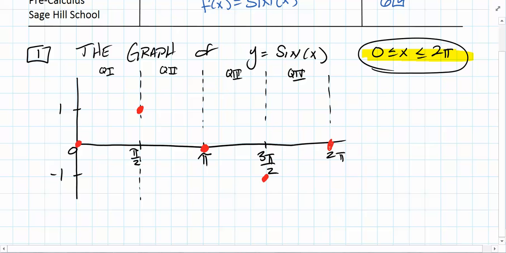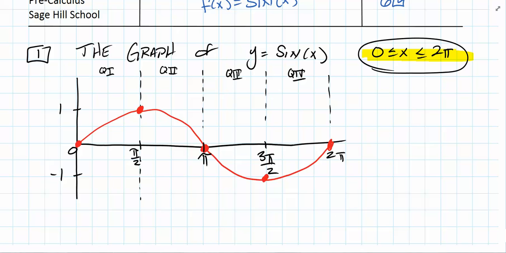So if we connect these with a nice smooth curve here, this is what we get. Hopefully yours looks a little bit better than mine. Now I realize this doesn't look like a whole lot, but there's so much information on this graph, it's ridiculous. Let's start with the basics here.